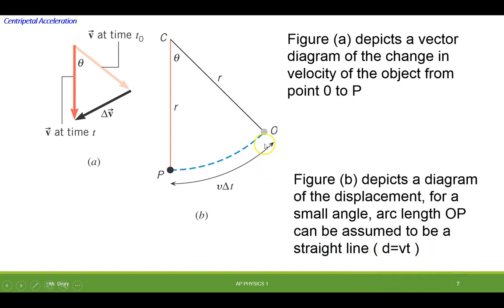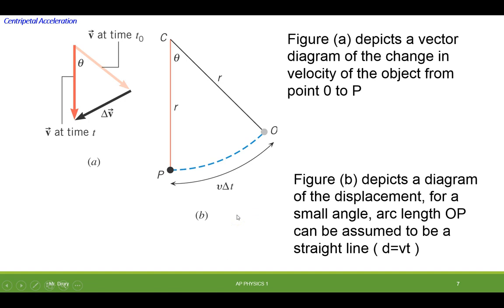And if we think of this as small angles, we could replace this dotted line with a straight line and not really have much error, as long as the angle is pretty small. And so how far would that have traveled? It would have traveled at whatever velocity it was moving at for however long it moved. So this distance would be velocity times time.